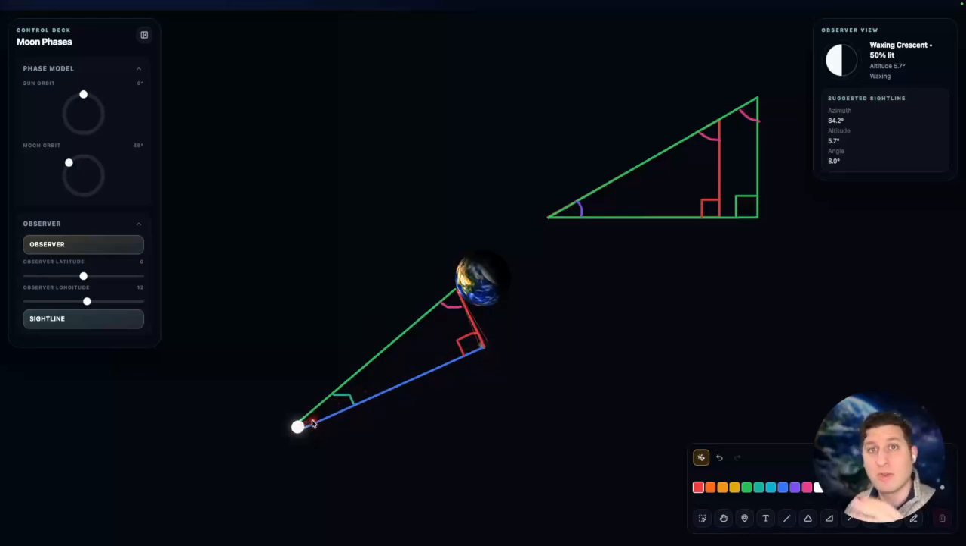Well, let's have a look at the real sky and see whether or not we can make that sort of observation and measurement. Because if he can see a half moon in the sky and see where the sun is and take that angular measurement, he can tell us exactly what the angles of this triangle are, and he can draw his triangle. So let's have a look at what he does.